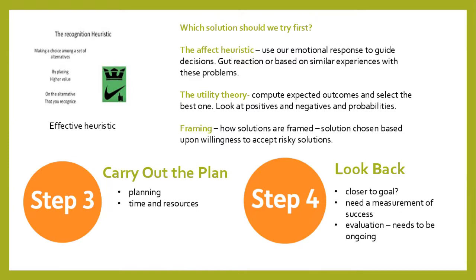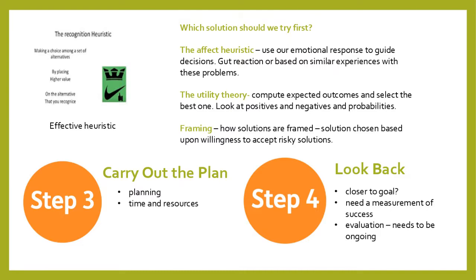The recognition heuristic is quite an effective one. It's making a choice amongst a set of alternatives by placing higher value on the alternative that you recognize. Okay, so when you recognize something, and it fits, it generally means it's more effective. So when we generate all of these solutions that we have generated to our problem, how do we know which solution to try first? There's never a set way of knowing which solution to try first.